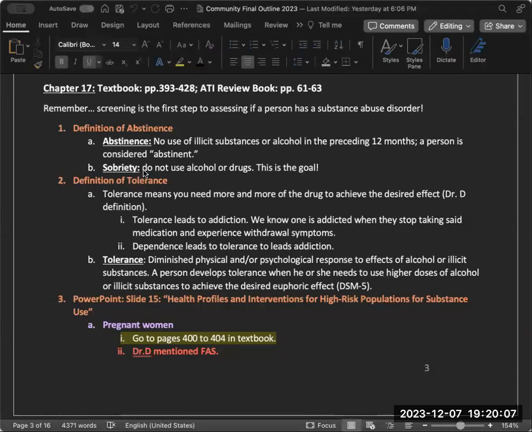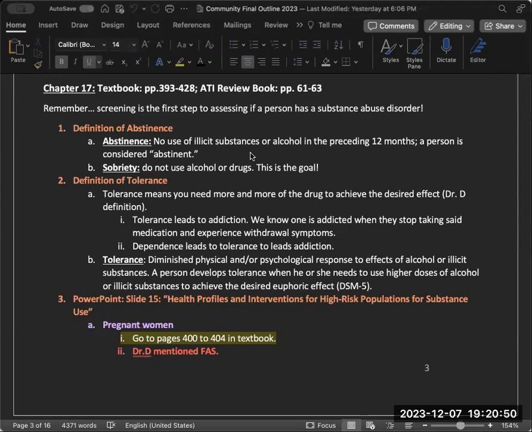Now, the first thing that she wanted us to know is the definition of abstinence. Does anyone know what that definition means? It's like quitting cold turkey, completely cutting off all use of substances and alcohol. Yes, it is no use of it, but for more than 12 months. Whereas sobriety is when we do not use alcohol or drugs at all. So abstinence is when you go cold turkey for at least 12 months or more. Sobriety is when you do not use alcohol or drugs. That is the goal, to get them to sobriety.